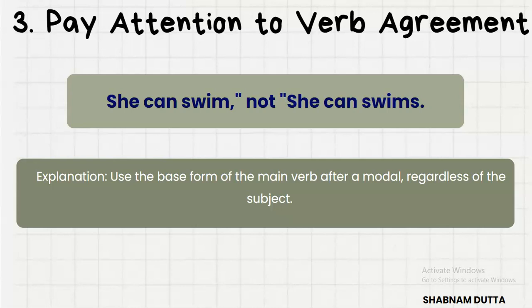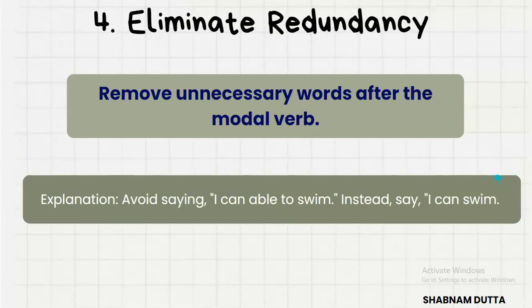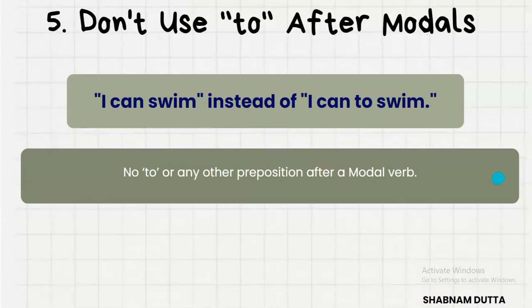Clear? Number 4, remove unnecessary words after the modal verb. For instance, avoid saying I can able to swim. Instead say I can swim. Now we already know that using the word to or any other preposition after the modals is a big no-no. So the key to avoid this error is simply remove the preposition or the word to after the modal verb.